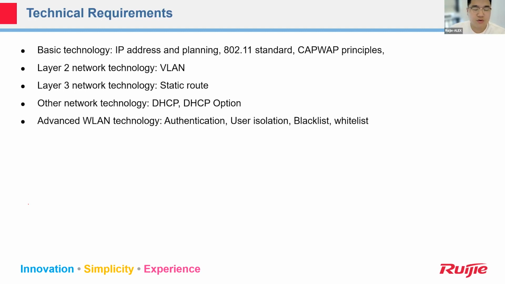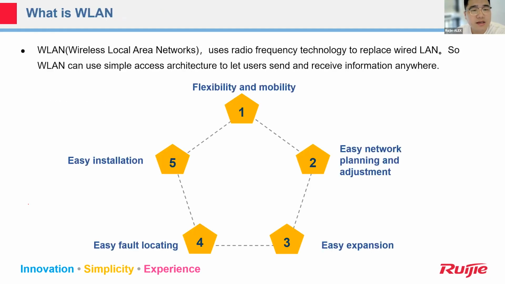And we will use other technologies, for example, DSCP options, and for the advanced WLAN technologies, they are authentication, user isolation, blacklist, and whitelist. So in the following content, we are going to introduce most of these technologies one by one. Okay, and if you have finished learning HCNA WLAN, you could find that what we see here is the main content of HCNA WLAN, right? Okay, firstly, let's get to the content.